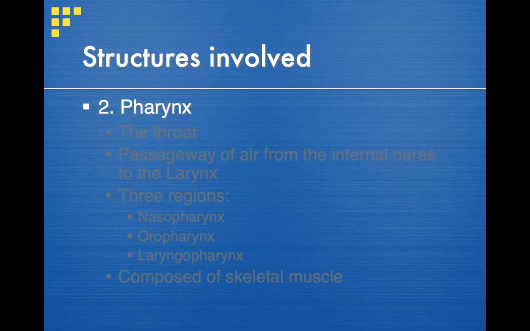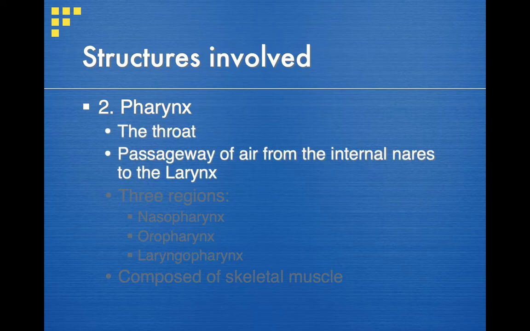Pharynx is the next part. So we're just going in order on how air travels from out to in. So we go from the nose, the nasal cavity, to the pharynx. Remember, the pharynx is the special name for the throat, passageway for the internal nares into the larynx.